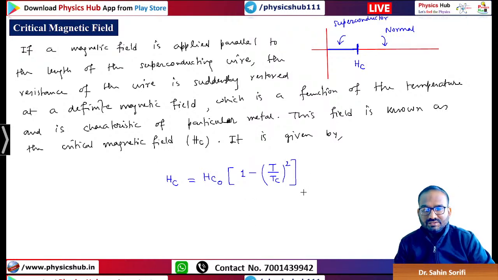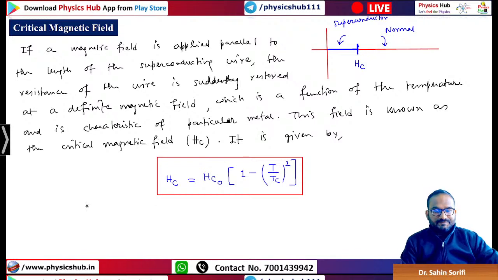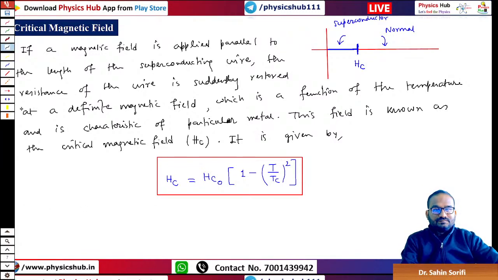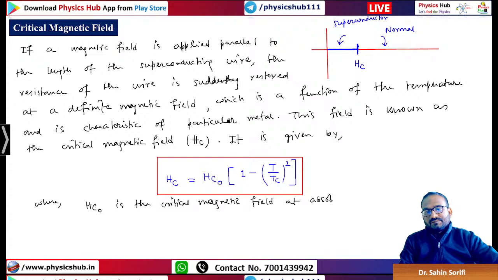So this relation you have to remember. It's a very important relation, where this Hc0 is the critical magnetic field at absolute zero. Absolute zero means 0 Kelvin.